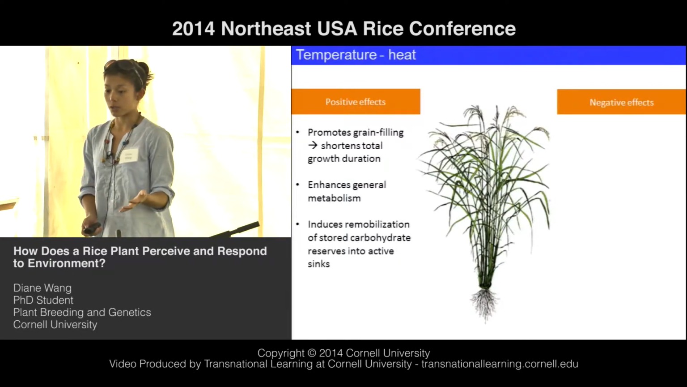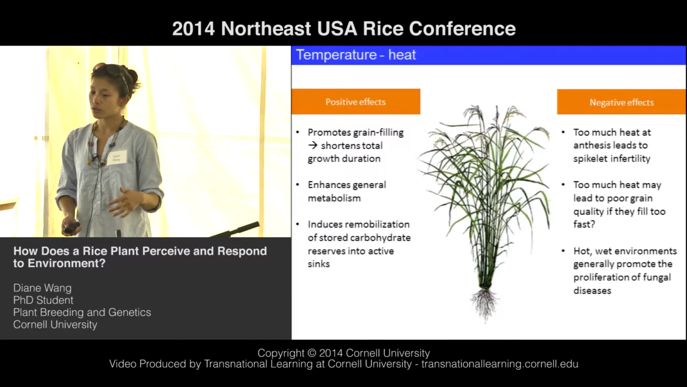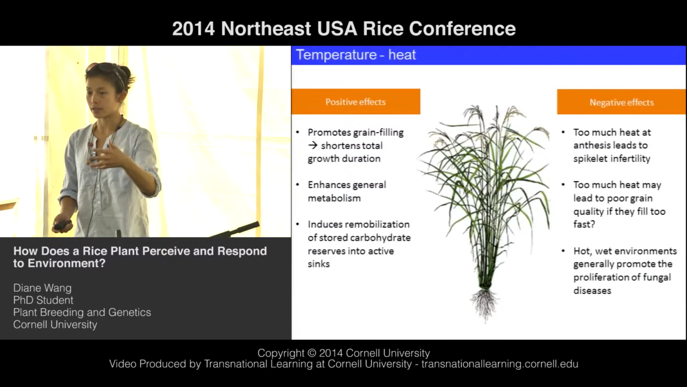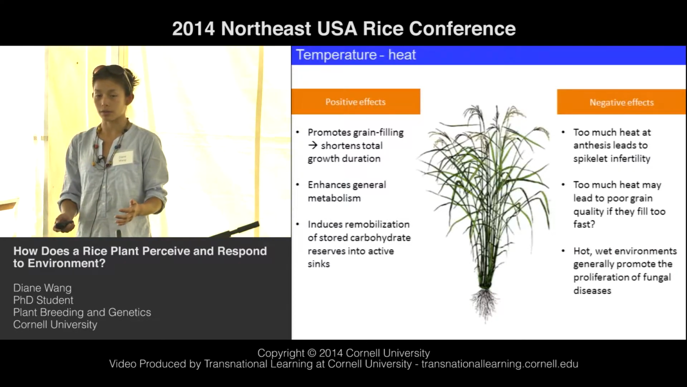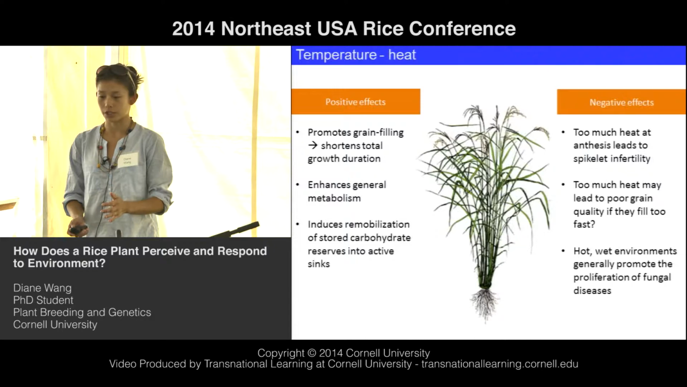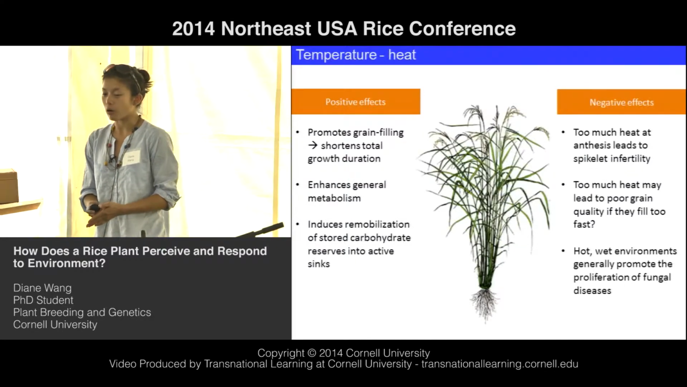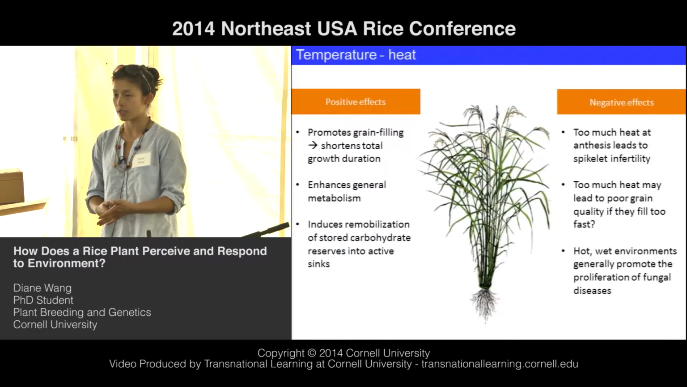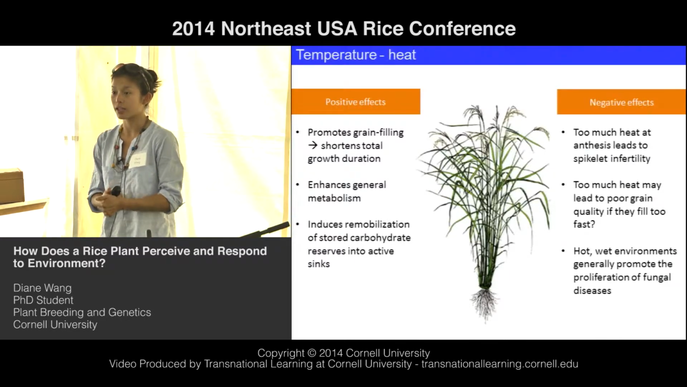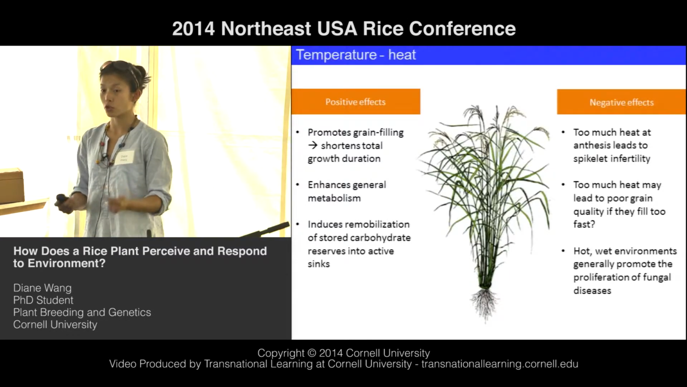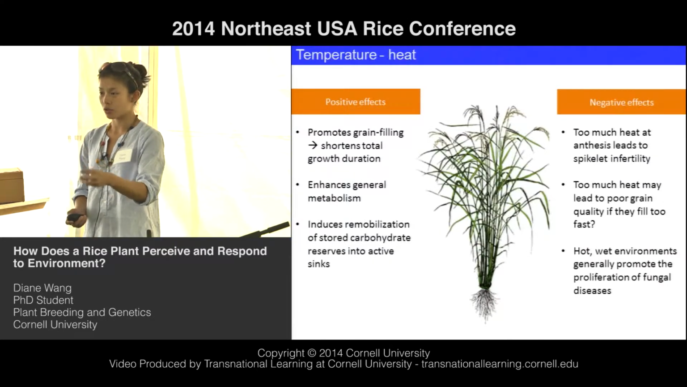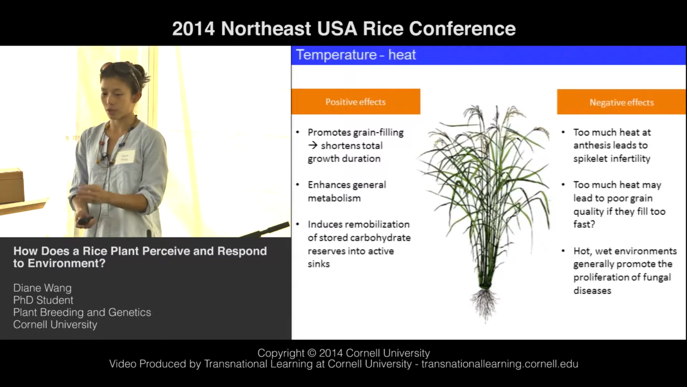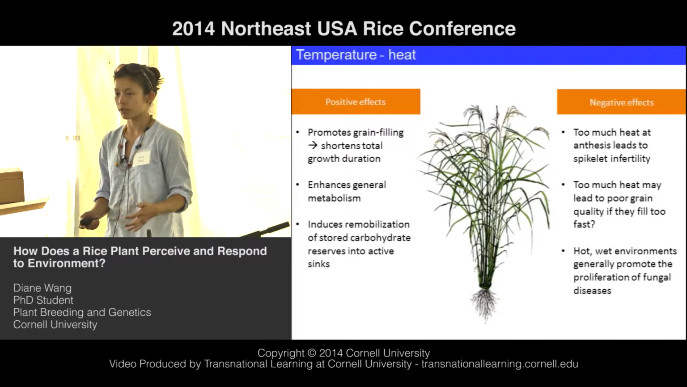Some of the negative effects, of course, if you have extreme heat, is that too much heat during anthesis or the heading stage leads to spikelet infertility. The male parts of the plants are typically really sensitive to temperature fluctuations. Too much heat also might lead to poor grain quality. There's been some preliminary research on that. Like if you hasten grain filling too much, it happens too fast, and then the granules aren't packed correctly, so that might lead to chalkiness. And then, of course, hot, wet environments generally promote proliferation of fungus, which cause diseases.